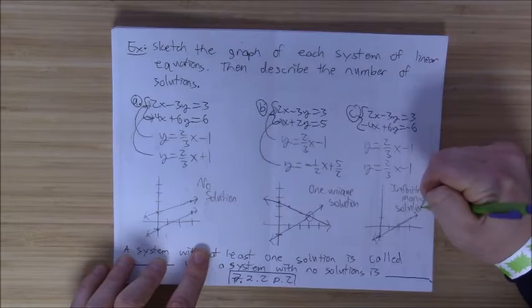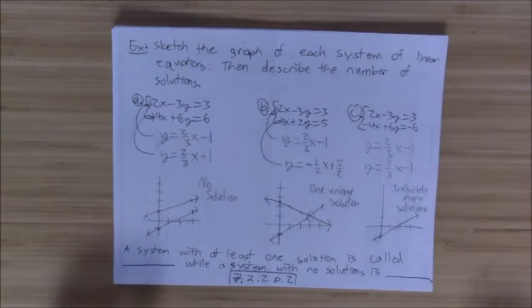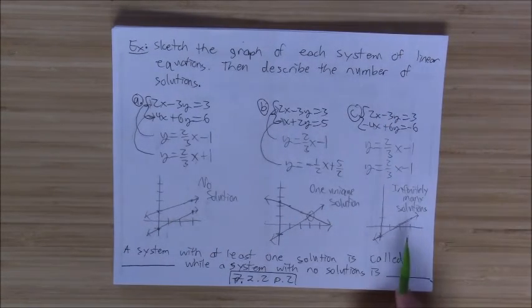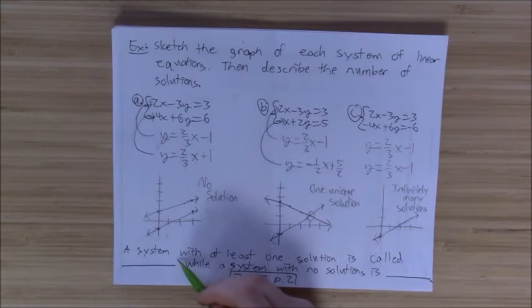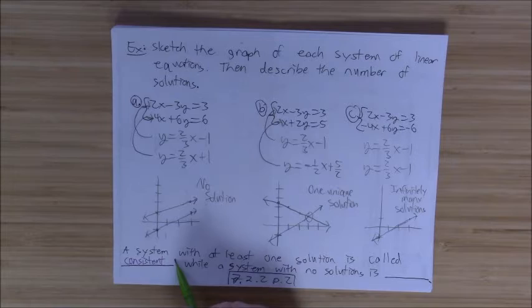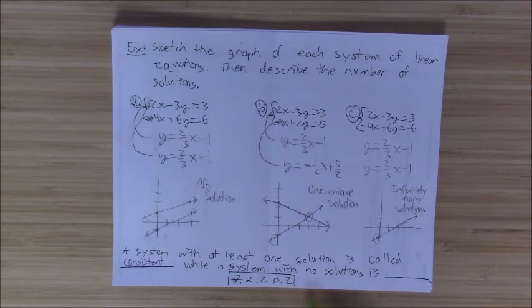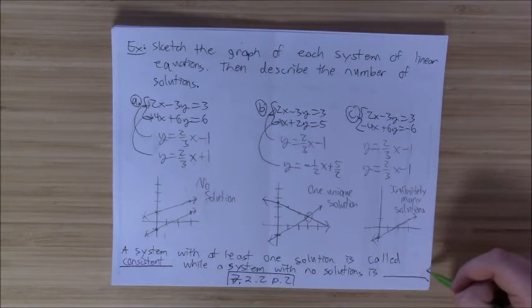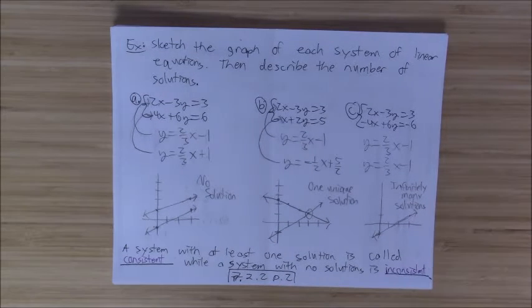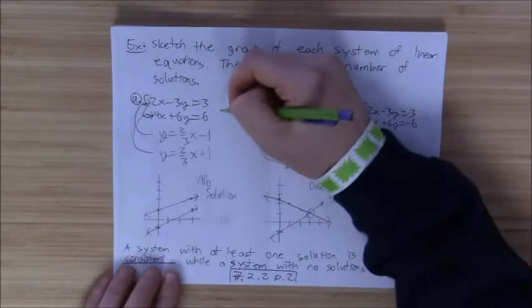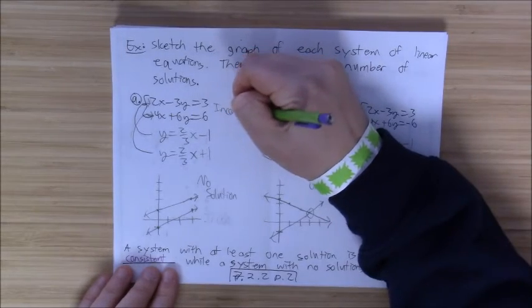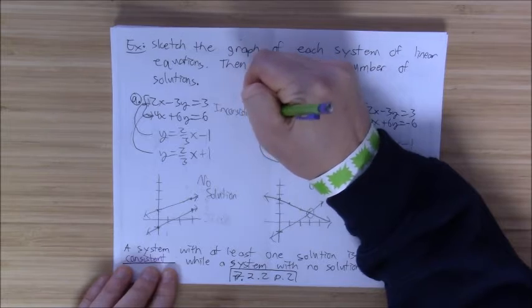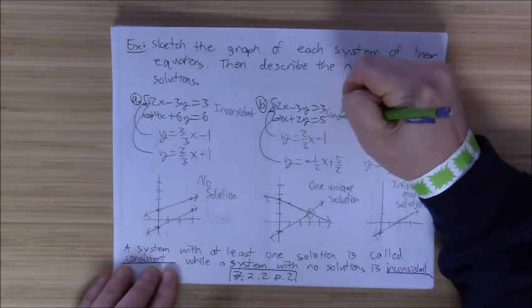Now, that being said, we have a name for these types of solutions. If you have at least one solution, so that includes infinitely many, then the system is called consistent. While if you have a system with no solutions, such as this one, it is called inconsistent. So what that means is that we have up here that this is an inconsistent system, while these are both consistent.